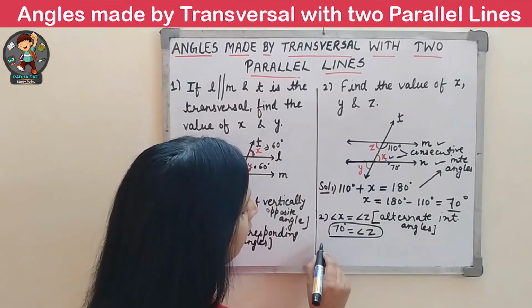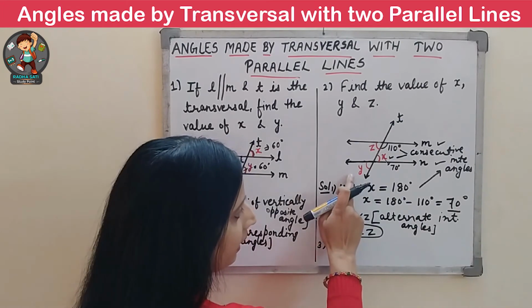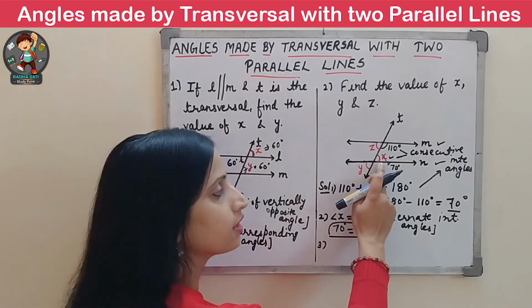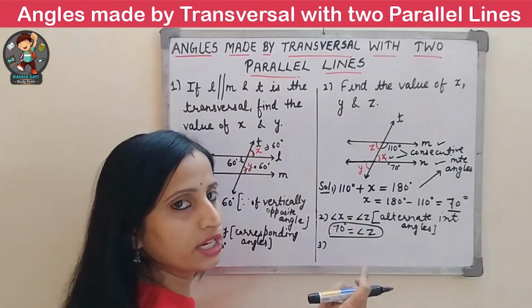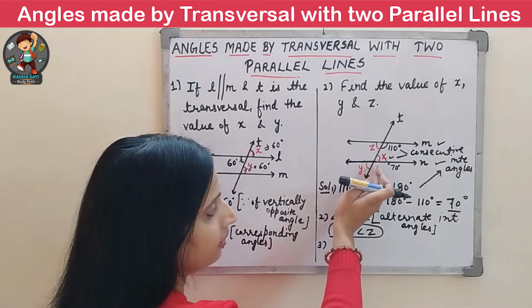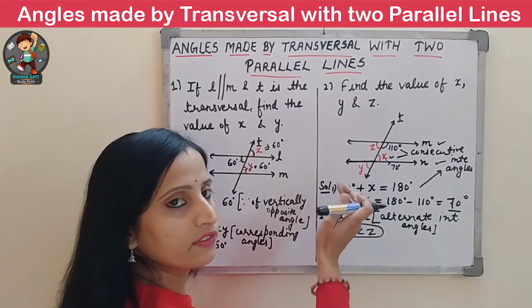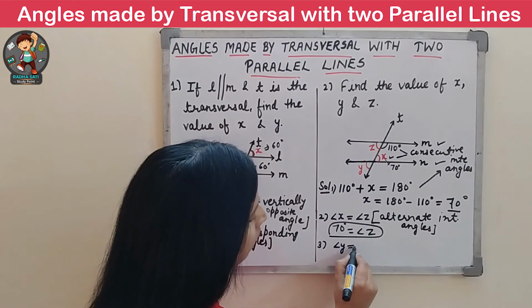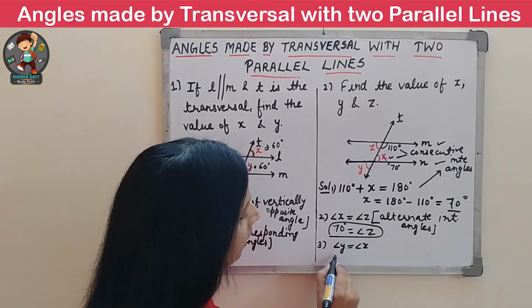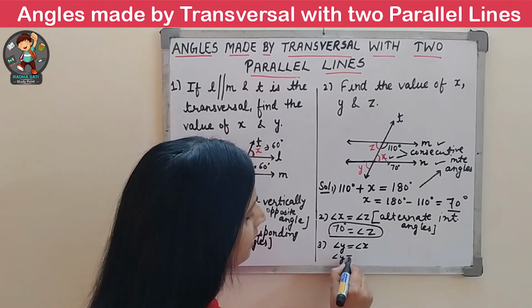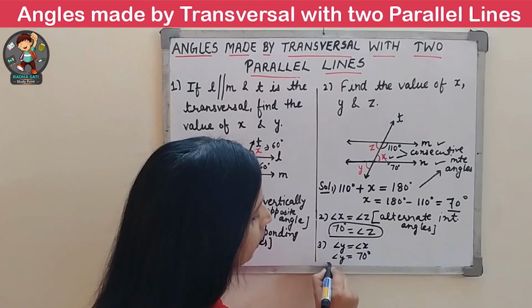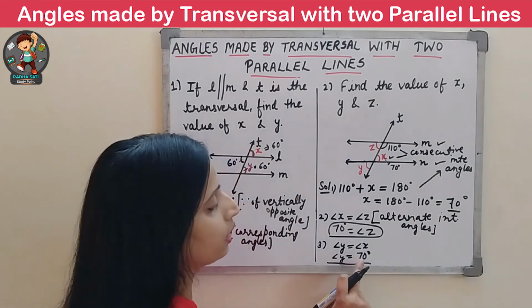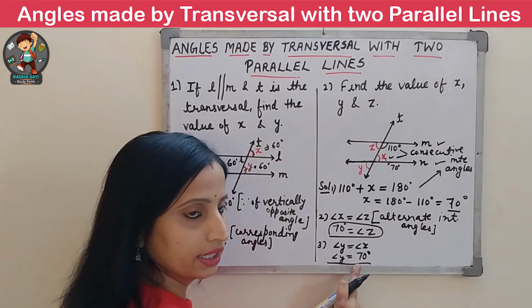Now we come to angle Y. Angle Y and angle X are vertically opposite angles, and therefore their measures will be equal. So angle Y will be equal to angle X, and we know that angle X is 70 degrees. Therefore, angle Y will be equal to 70 degrees.